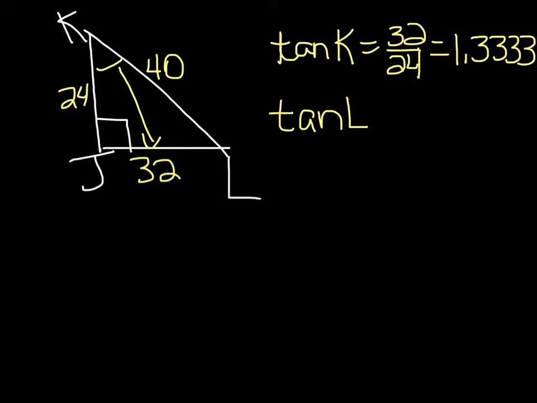On the flip side of that, if we are going to find the tangent of L, then we're going to look here from angle L. The side opposite there is 24. The side that is adjacent is 32. So when we divide that out, we get 0.75, and even if it ends right there, you still have to put the 2 zeros because we need 4 decimal places. We're going to the 10,000th.